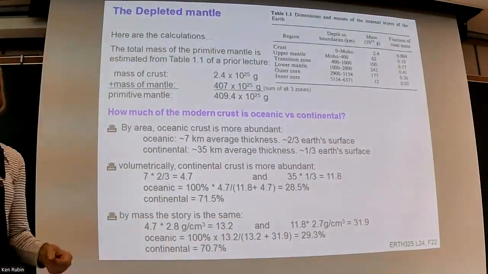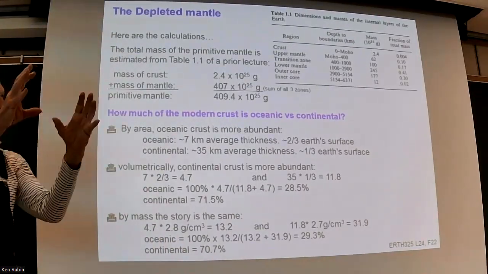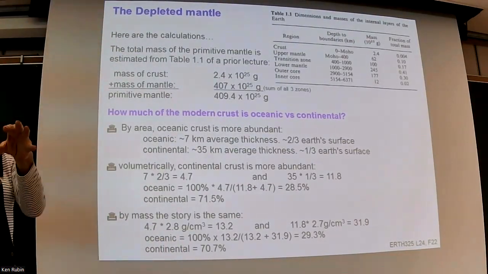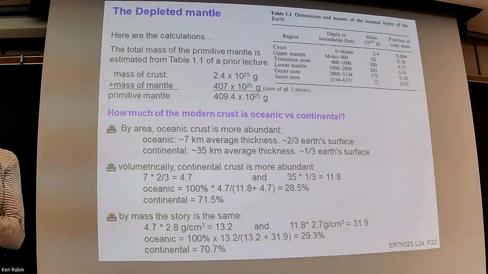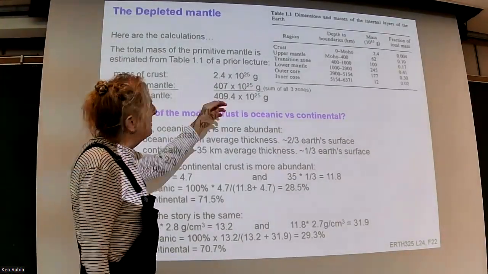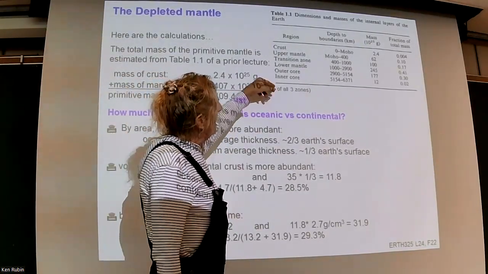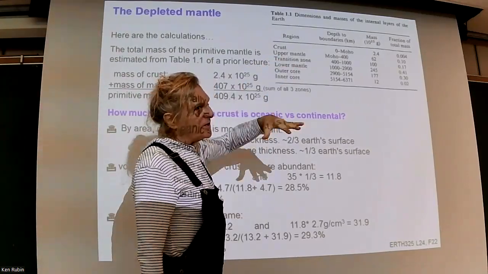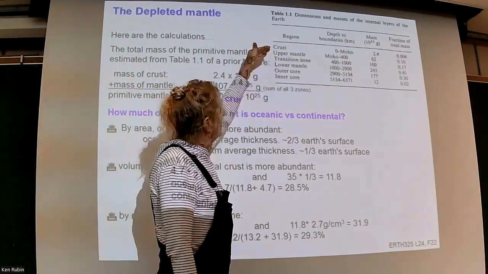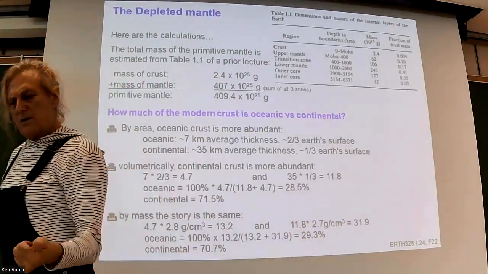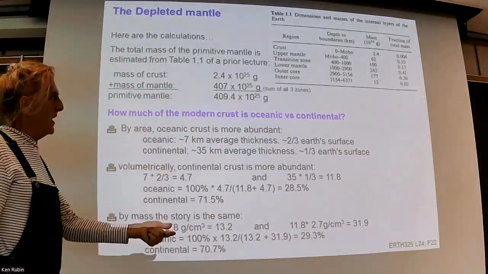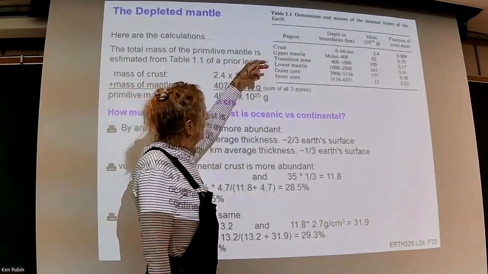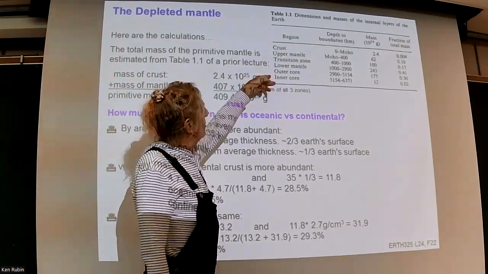So a couple of things we want to know to do this mass balance. One is how much stuff is in the mantle and how much stuff is in the crust. You can do that by volume or by mass. This is just a table telling you the mass fraction of the total in each of these reservoirs in the earth. What's the mass of the crust? What's the mass of the upper mantle, the transition zone, the lower mantle, and the outer and inner core?